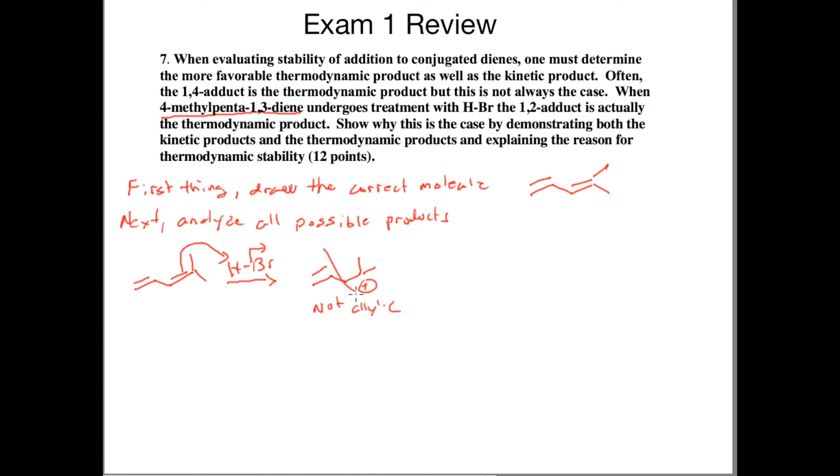Our other possibility is this secondary carbocation, and then of course if I draw the resonance structure and have this move over, what I see is another product that's primary and allylic. And then of course we have opportunity for bromine to attack the carbocation. Then all we have to do is draw our products.